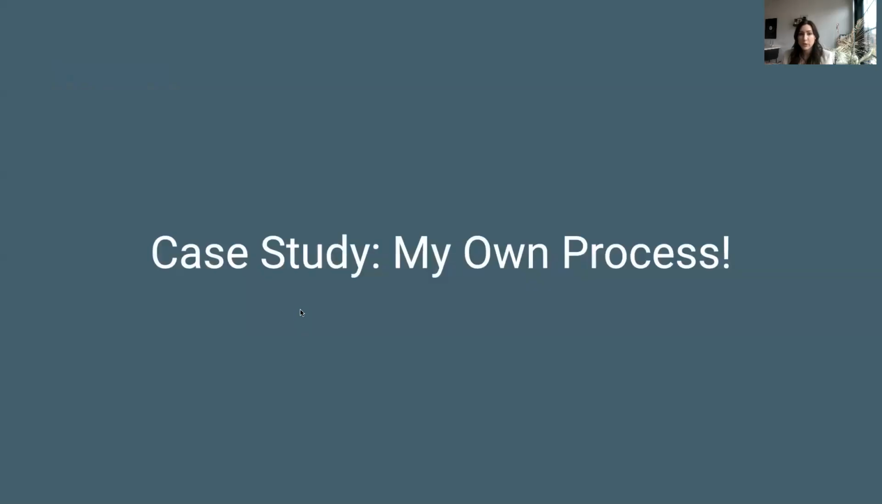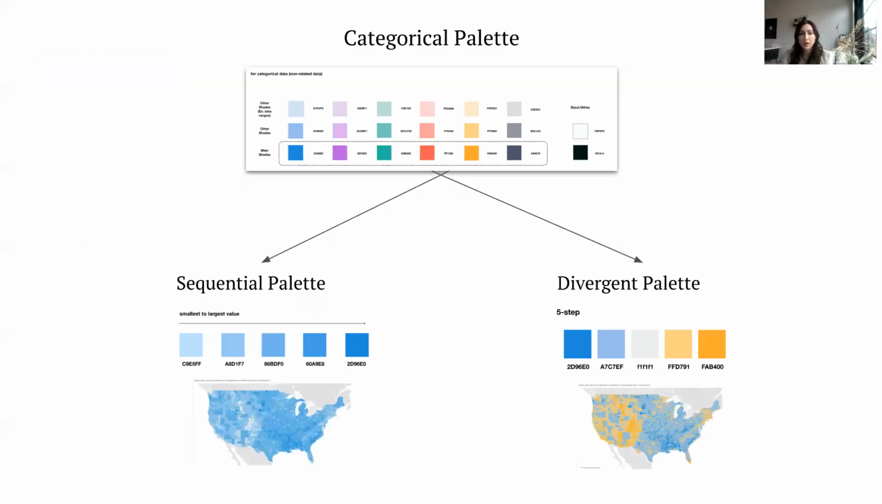So I recently went through this process myself and wanted to show you what helped me. So I anchored myself in one primary color, this blue here, and then built a categorical palette for non-related data, and then also a sequential palette and a divergent palette. The sequential uses that blue, while the divergent uses that blue and this yellow-orange here found in the categorical palette above.